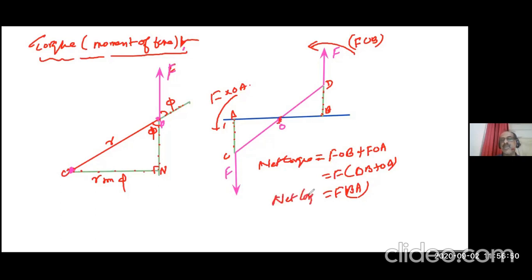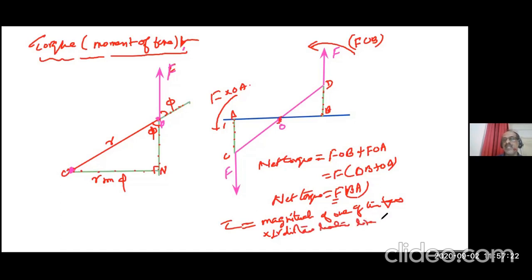So the net torque is F into BA. That means the magnitude of one of the forces in this case. If this is 10 Newton and this is minus 10 Newton, you have to take just 10. That's the magnitude of one of the forces into the perpendicular distance between the lines of action of the forces.